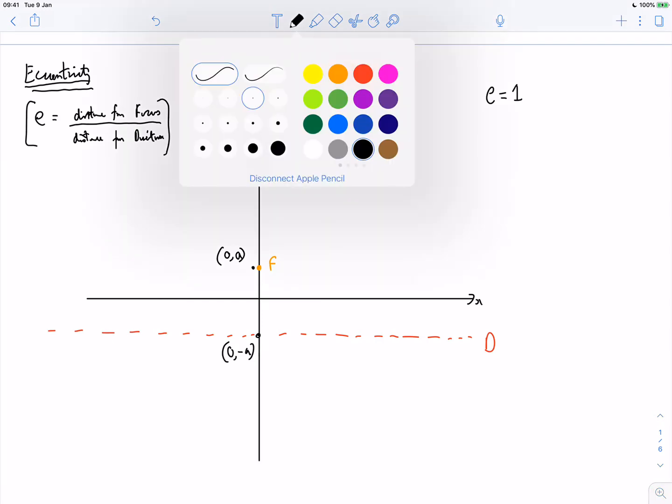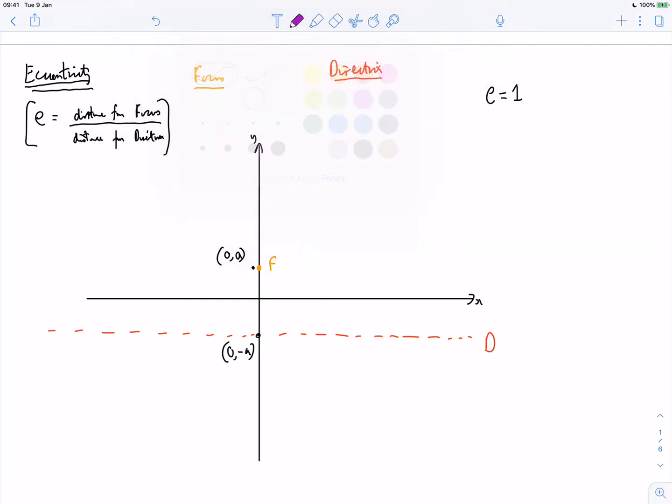Well, if I was to draw in purple, the first easiest point you'd know is the origin, 0, 0, because clearly this distance is the same as this one. If E was 1, then you have a fraction where the top equals the bottom. Now you're probably thinking, okay, so what other points satisfy this? Well, let's pick another point, let's say over here.